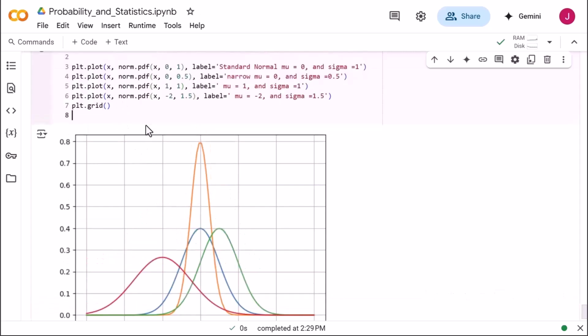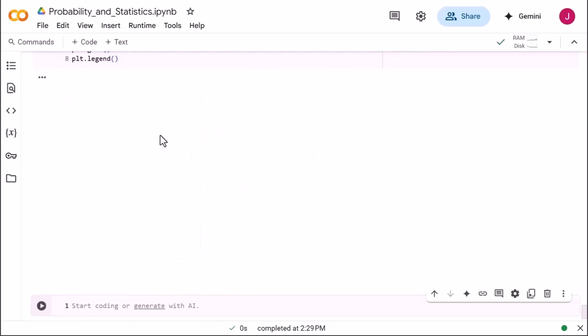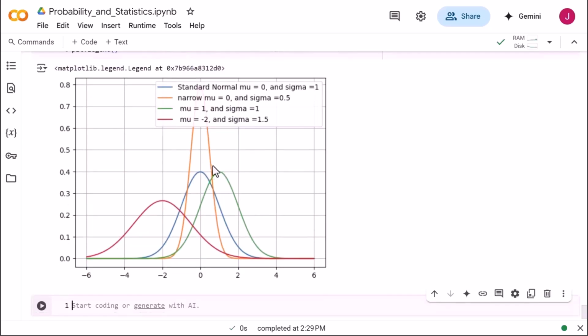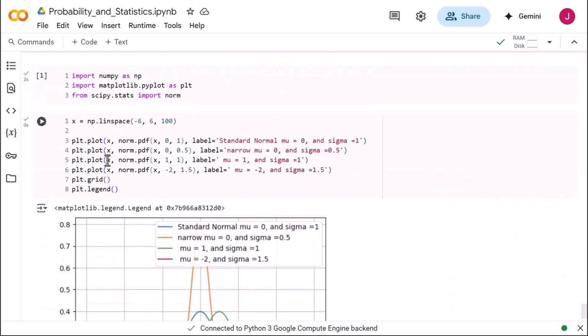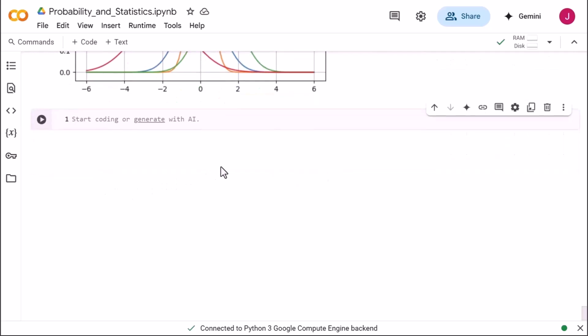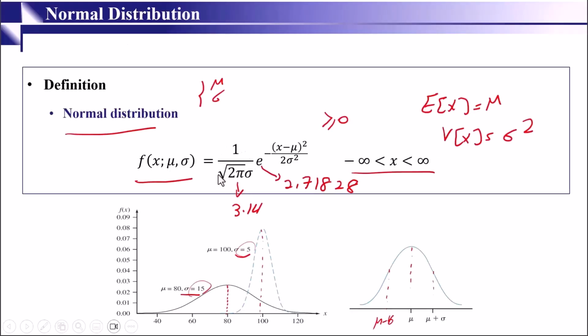So let's add the legend, plt.legend. You can see this blue color is standard, this orange one is 0 and 0.5, green is 1 and 1, and red is mu -2 and sigma 1.5. So here, you have seen that we calculated the PDF using this function in SciPy. Now I want to implement the PDF myself. So we will go for this part as the coefficient and this part as the exponent.